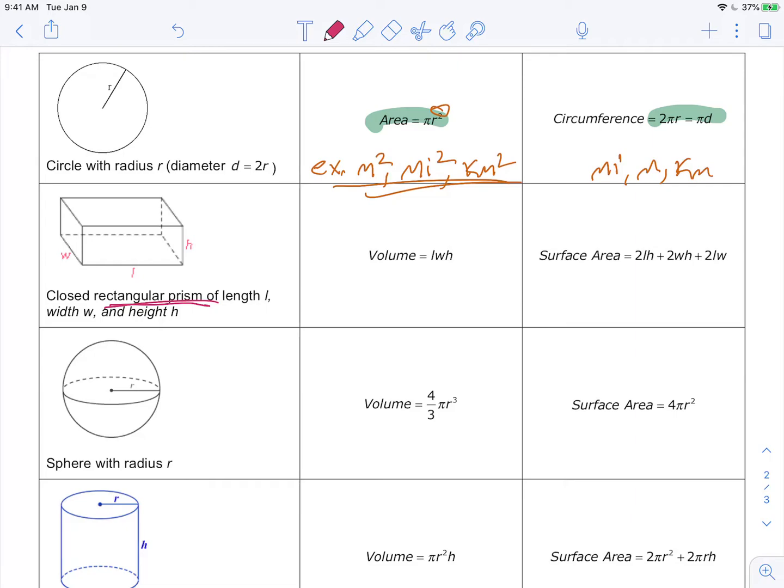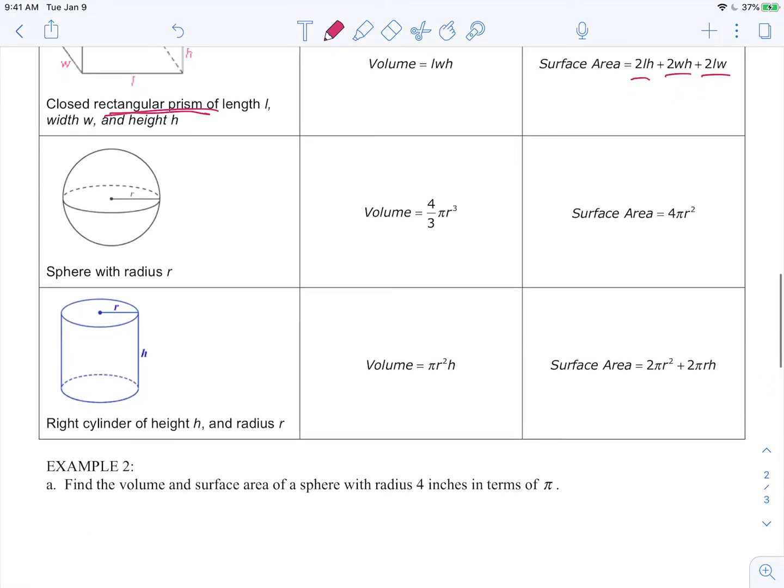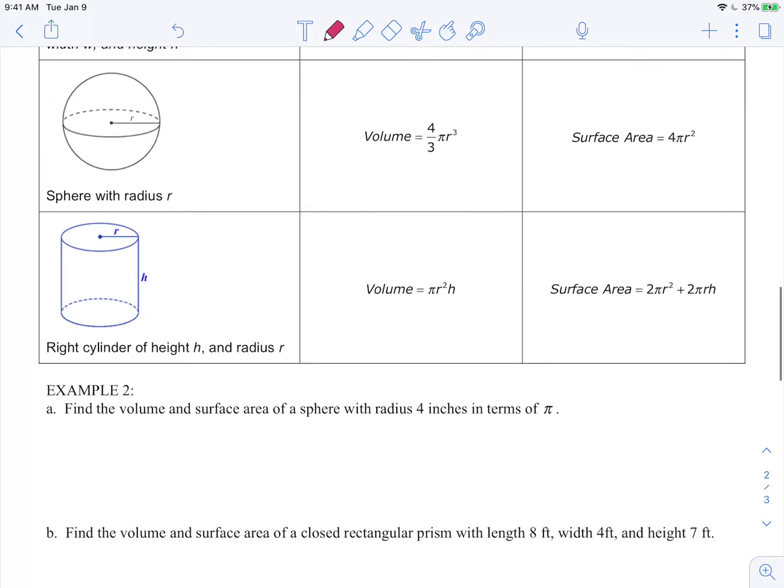Okay, and over here, surface area, 2 times the length times the height plus 2 times the width times the height plus 2 times the length times the width. There's other formulas I'm sure you guys learned, but this is the one that's pretty basic. Volume of a sphere, 4/3 pi r cubed, surface area, 4 pi r squared, and for a cylinder, pi r squared times the height, and 2 pi r squared plus 2 pi r h.